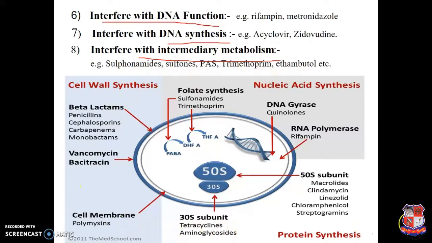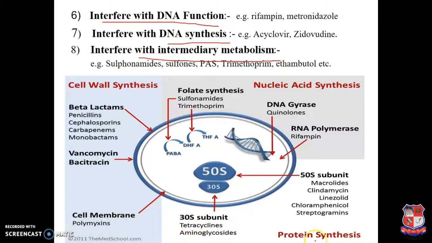Here you can see the general mechanisms of action involved in the inhibition of bacteria. First, cell wall synthesis. The cell wall synthesis is inhibited by the beta-lactam antibiotics. Examples are penicillin, cephalosporin, carbapenem, and monobactam. Automatically the bacteria become killed or their growth is inhibited. Vancomycin and bacitracin also inhibit the cell wall synthesis of bacteria. Second is the cell membrane. Inside is the membrane. This cell membrane is inhibited by polymyxin.